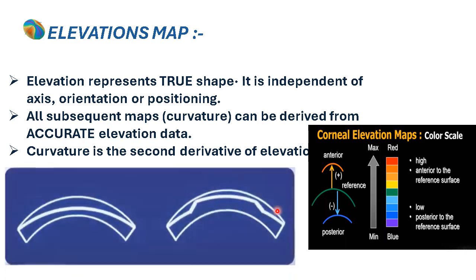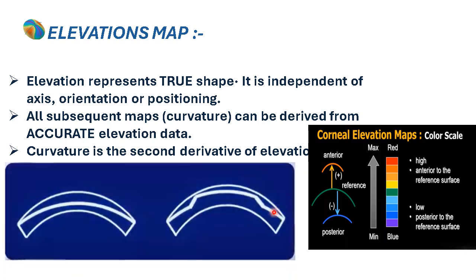Another concept that I would like to explain is the difference between the curvature and the elevation. These two pictures have the same curvatures. However, as you can see on the right side, it has a higher elevation as compared to this one. So it is very important to understand that the curvature does not mean the elevation. The elevation gives more information about the shape, as you can see here. However, the curvature gives you the power of the cornea, but not much information about the exact shape of the cornea.